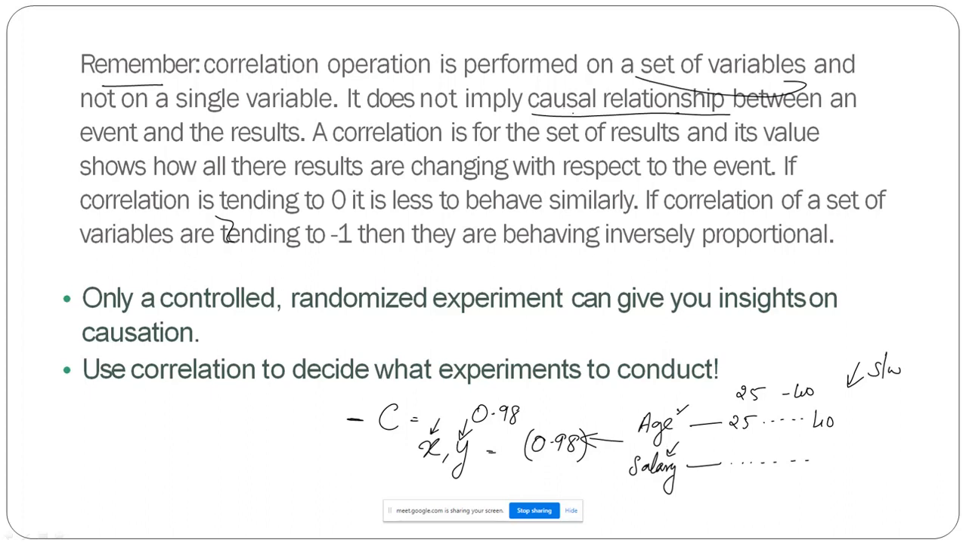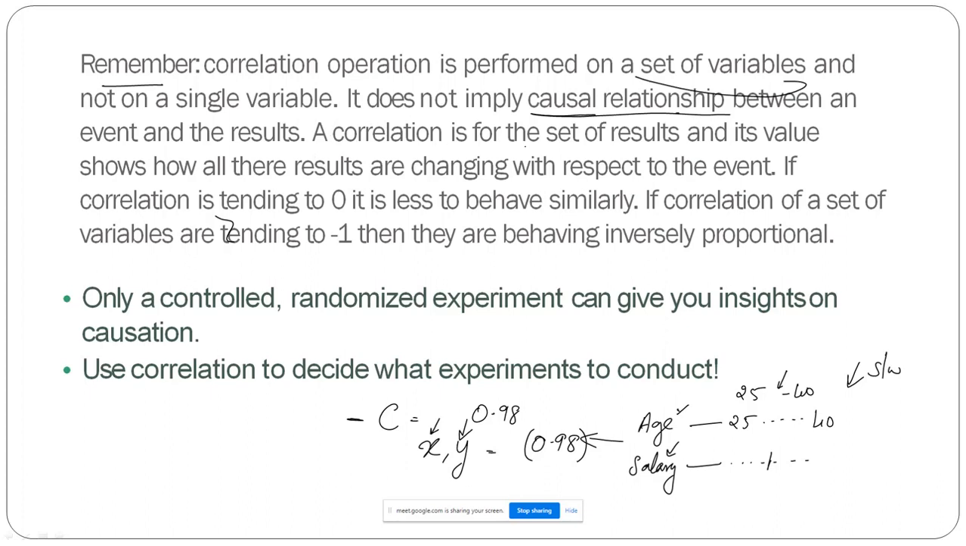But it doesn't imply a causal relationship. Causal means cause and effect. It doesn't say that because your age is increasing, that's why your salary is increasing. Otherwise, you could simply bring any person from any other domain, somebody not at all in software engineering, with an age of 35, and say, give that person so much salary, because you thought that it is 0.98, so it'll work, right? It doesn't work. It is only showing you how two things are moving, but it doesn't mean a causal relationship. Don't make that assumption ever, okay?